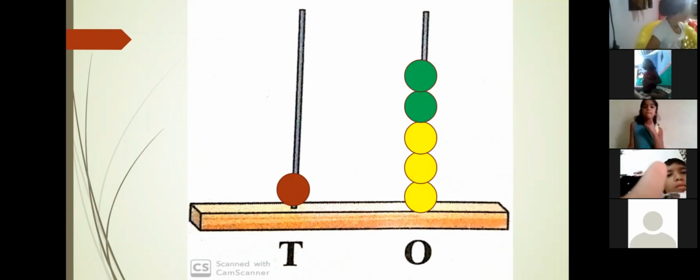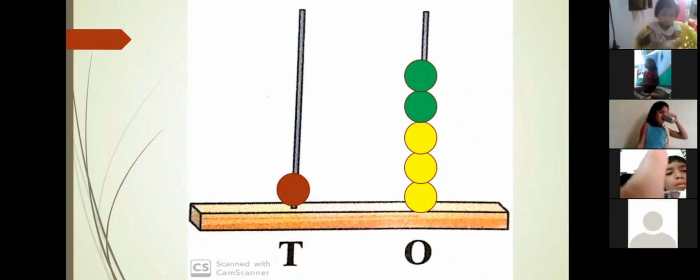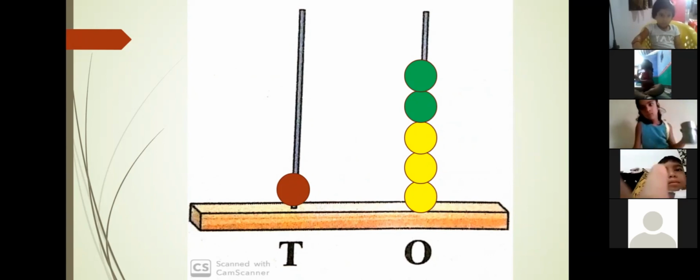So 13 plus 2, did we put the beads in the abacus tool? Yes. So now let us add the beads. First we'll look into the tens place. How many tens are there? In tens place only 1 ten is there. That is 1 ten, which means 1 bead. So we'll write 1. In ones place, how many beads? Let us add. From down. Let us count.